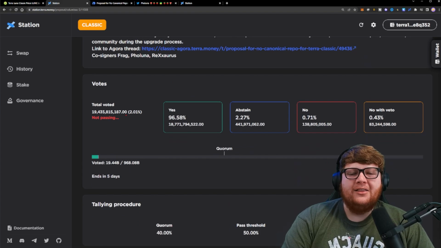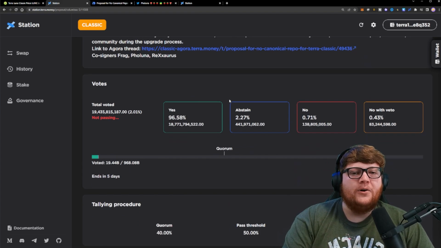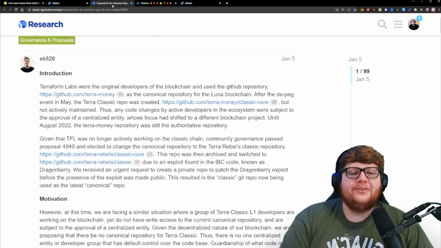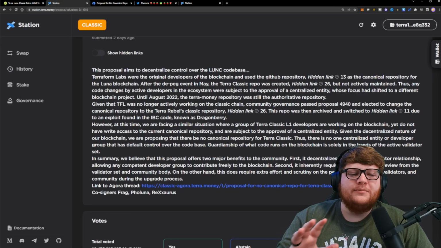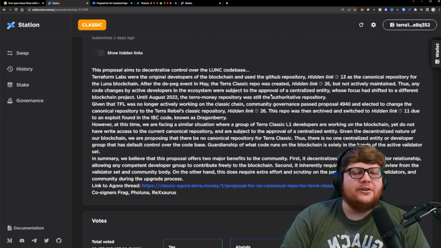Right now, there's not a lot of people that have voted on this yet. We only have about 2% being voted. So make sure you go ahead and vote on this, because I think it's going to bring so much value to our Terra Luna Classic ecosystem. Again, it was initially pushed by Ed Kim. There are some more technical details described here, but the general gist is that this is the code base for Terra Luna Classic, and we want to make it decentralized.